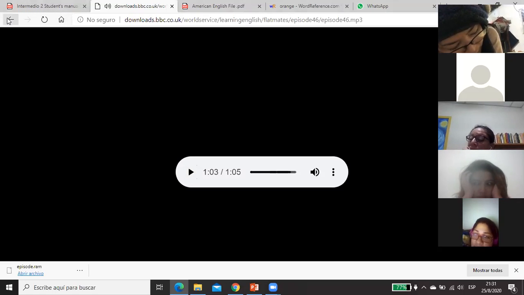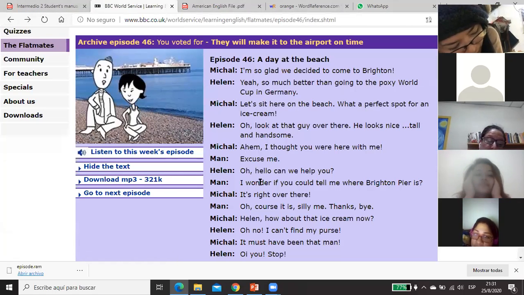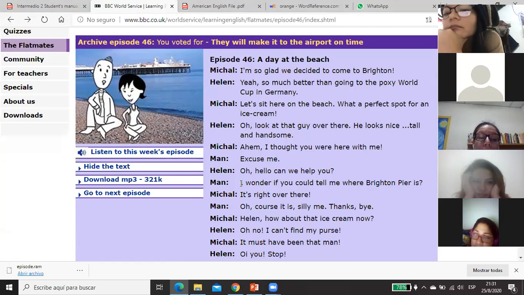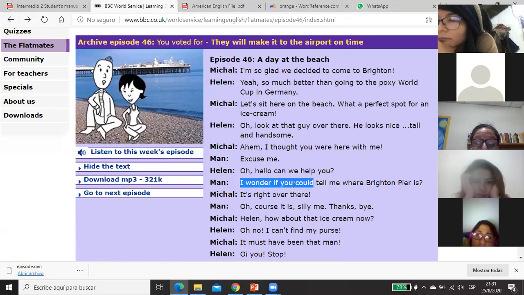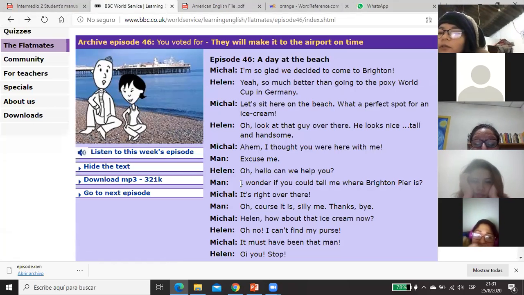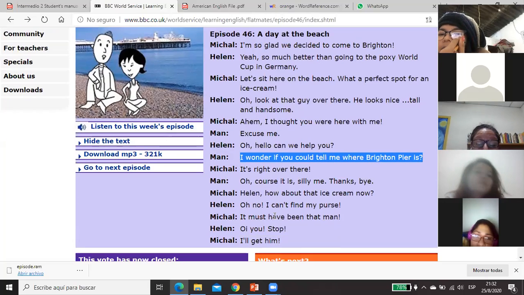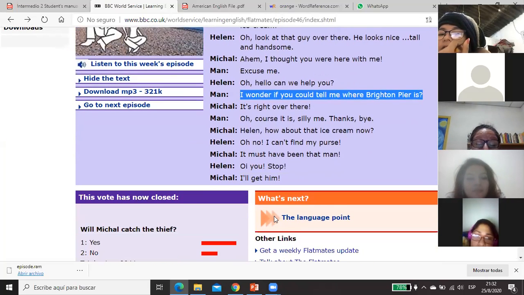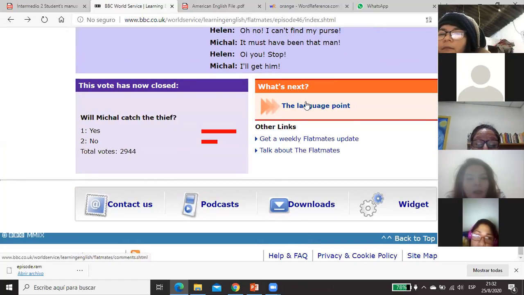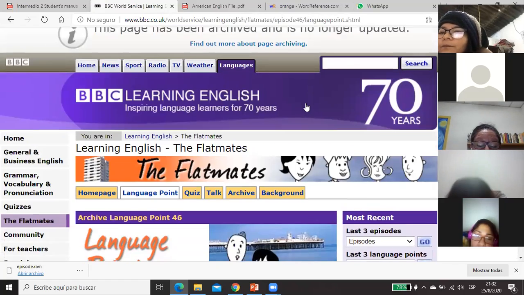All right, good. Let's check out some. Look, here we have more examples. All right. Look, I hear you have that one in special. I wonder if you could tell me where Brighton Pier is. All right. And so that's the structure. That is the structure. Let's take a look at some examples here.